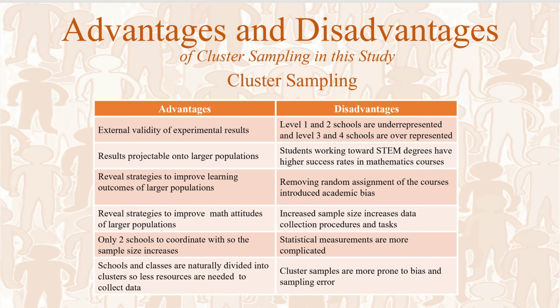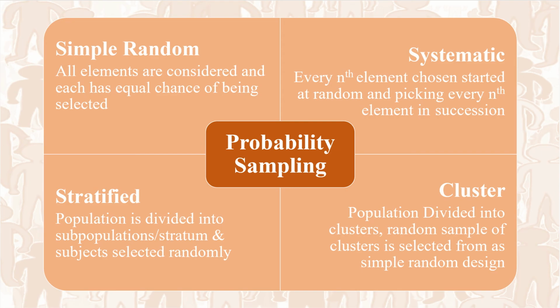Some of the disadvantages of cluster sampling in this study start with the fact that level 1 and 2 schools are underrepresented and level 3 and 4 schools are overrepresented. Students working toward STEM degrees have a higher success rate in mathematics courses, which introduces academic bias. Increased sample size increases data collection procedures and tasks and makes statistical measurements more complicated than it did with random and systematic sampling. Cluster samples are also more prone to bias and sampling error.